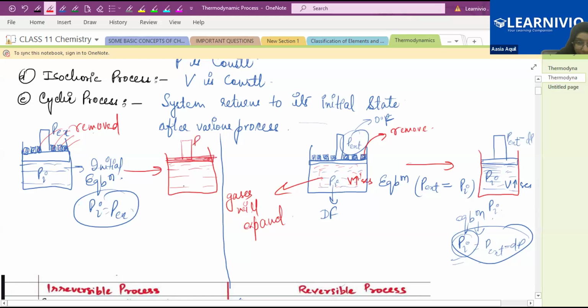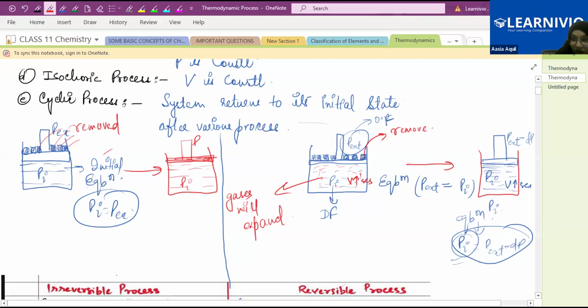So here P internal will again decrease. But this is the initial stage. We will talk about the initial stage and the final stage. We will not talk about the intermediate stage. So initially and finally the equilibrium will be maintained. And here, what happens when you remove 4 to 5 weights?